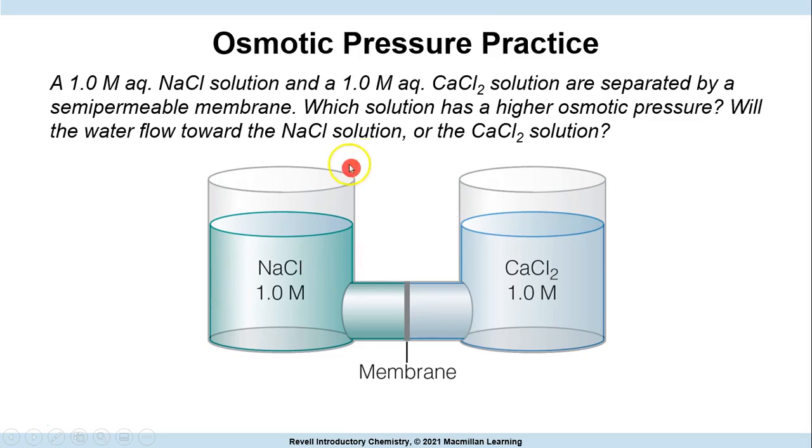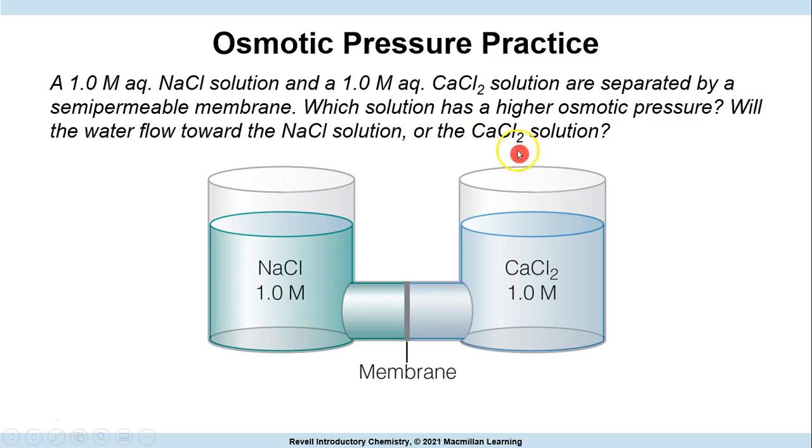Now, let's look at an example of osmotic pressure. A 1.0 molar aqueous sodium chloride solution and a 1.0 molar aqueous calcium chloride solution are separated by a semi-permeable membrane. Which solution has a higher osmotic pressure? Will the water flow toward the sodium chloride solution or the calcium chloride solution?